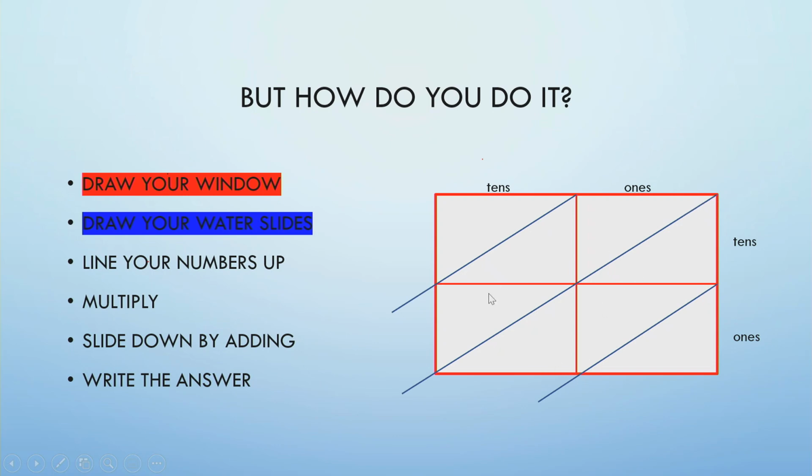Now look at all my water slides. Notice how they go in the same direction. Have you ever been to a water park or even one of those carnivals where they have the big plastic slides? All the slides always go in the same direction. You can't have slides going different ways because people would crash into each other.